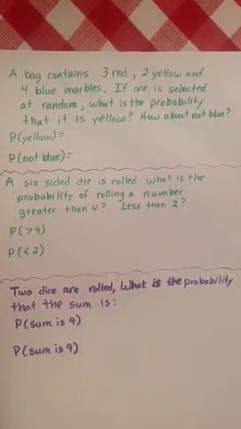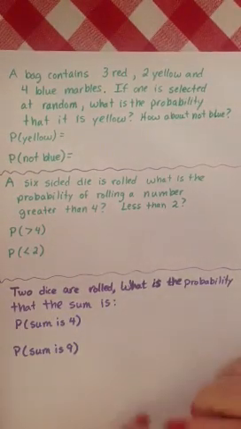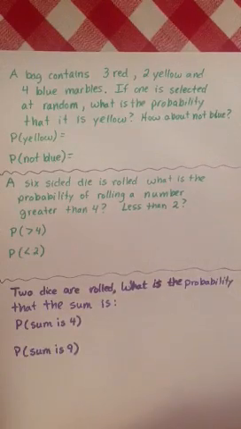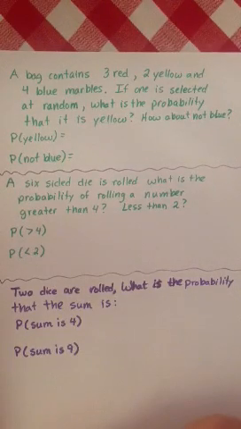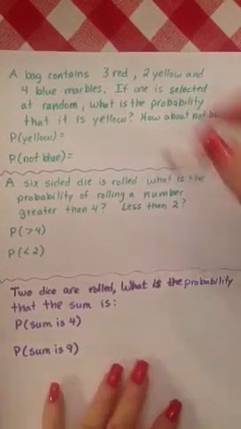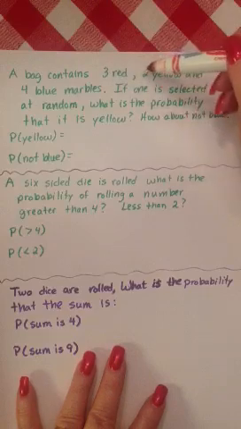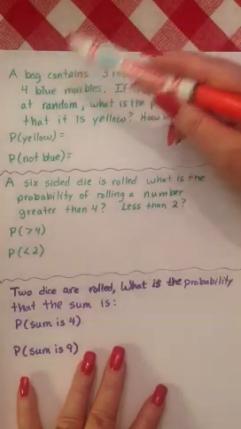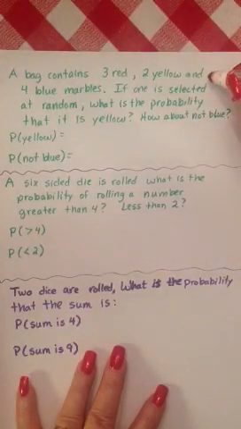Alright, let's start again. It says a bag contains 3 red, 2 yellow, and 4 blue marbles. If one is selected at random, what's the probability that it is yellow? How about the probability that it's not blue? Alright, so how many marbles do we have total? 3 plus 2 plus 4, so we have 9 marbles total.